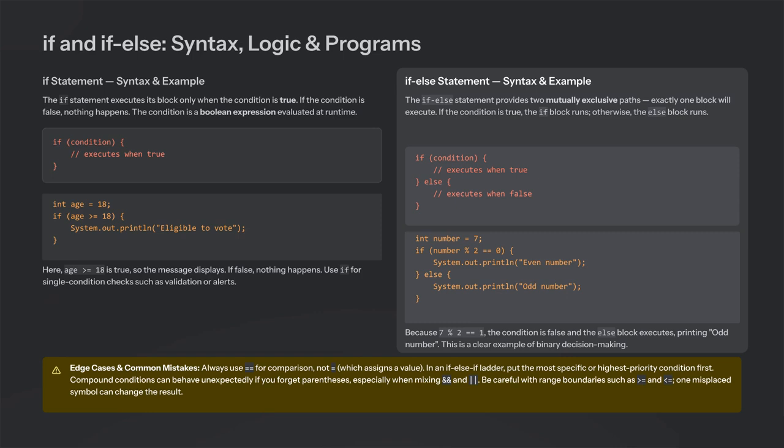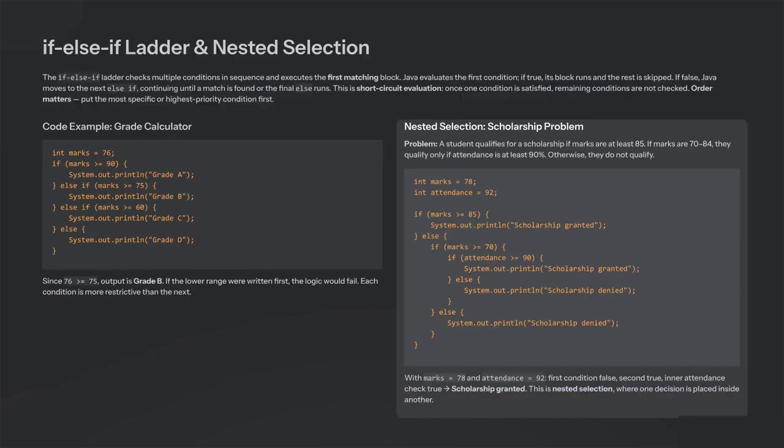The if statement executes its block only when the condition is true. Adding an else block creates a mutually exclusive path, ensuring that either the if or the else block runs. Always use == for comparison to avoid common assignment errors. An if-else-if ladder allows for more complex, range-based decisions. Nested selection, where one if statement is placed inside another, enables highly specific logic for more intricate problems, such as verifying multiple conditions before granting a result.